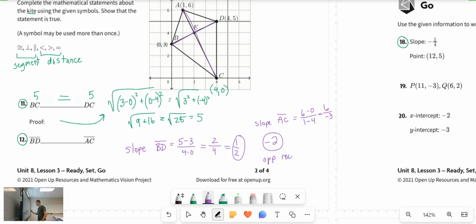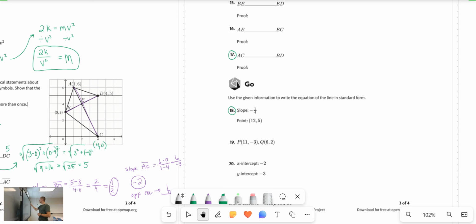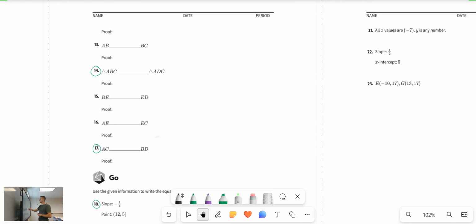Opposite reciprocal, which means perpendicular. So we go over here and we write our little perpendicular symbol. It's a perpendicular symbol with or without the little box. So up here, right up where they give the symbols, there's no box. You can put the little square to show it's a right angle. I like to do that, so it's very clear that I'm not writing a plus sign. But you don't have to. Let's go back and okay.